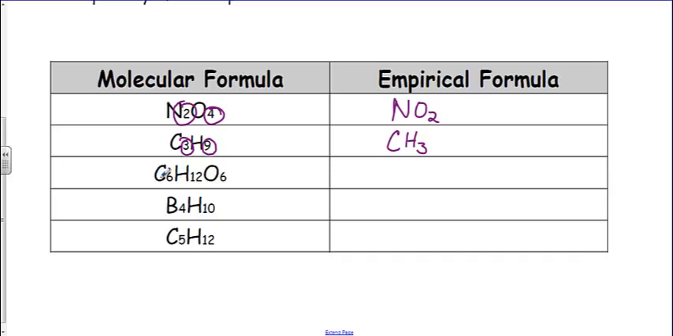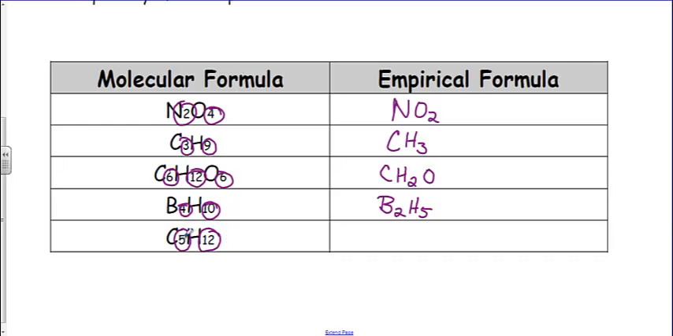The next one, C6H12O6. I'm looking at 6, 12, and 6. Again, common factor 6, so we can divide this whole thing out by 6 to get CH2O. And then we have B4H10. 4 and 10 have a common factor of 2, so we can divide them by 2 to get B2H5.